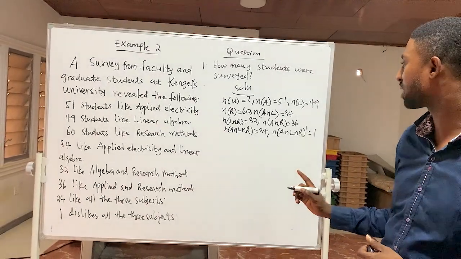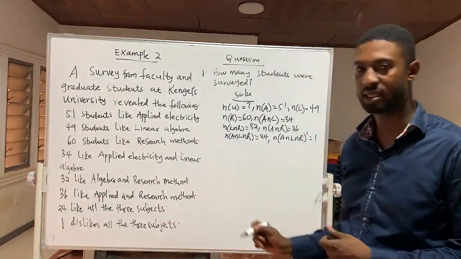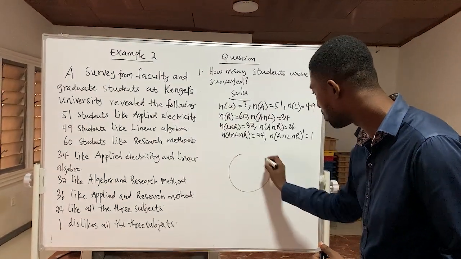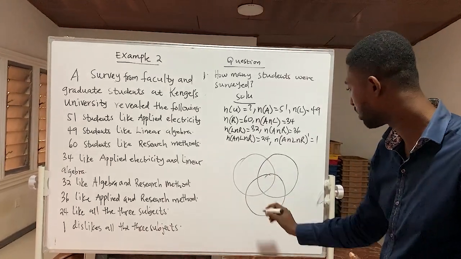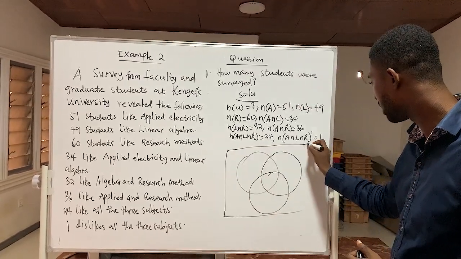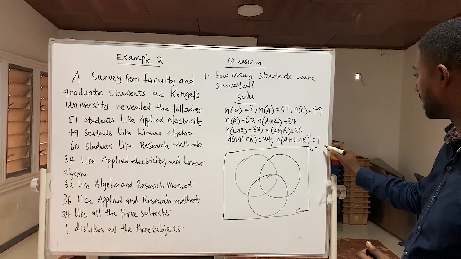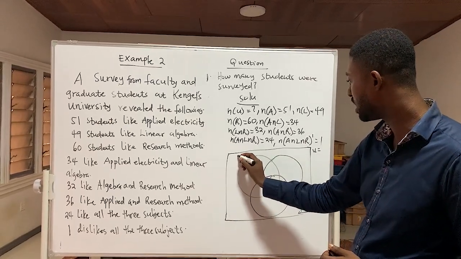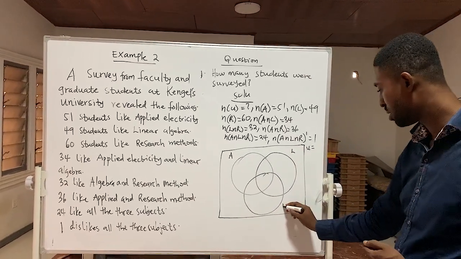Okay, so we have three categories, which are applied electricity, linear algebra, and research methods. So definitely we are going to have three sections: 1, 2, 3. Then we have our square here. This is where we write the number of students that were surveyed. We don't have that. Then we have A, representing applied electricity, L, representing linear algebra, and R, representing research method.